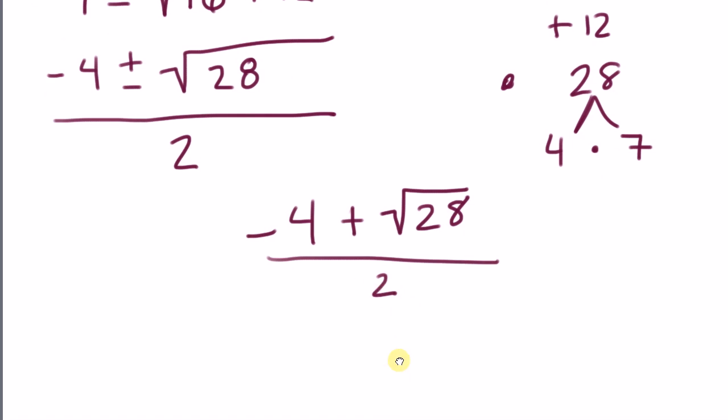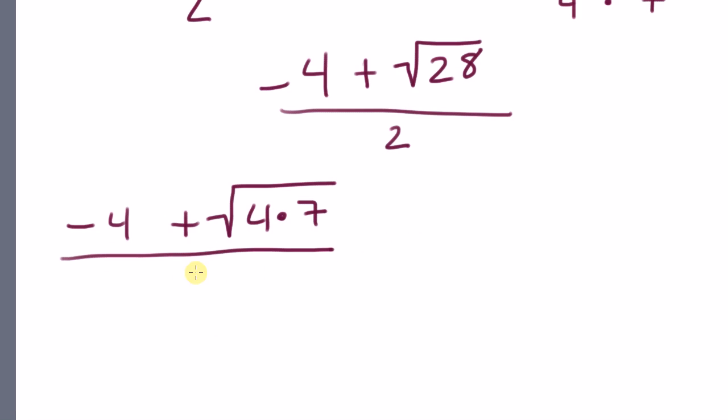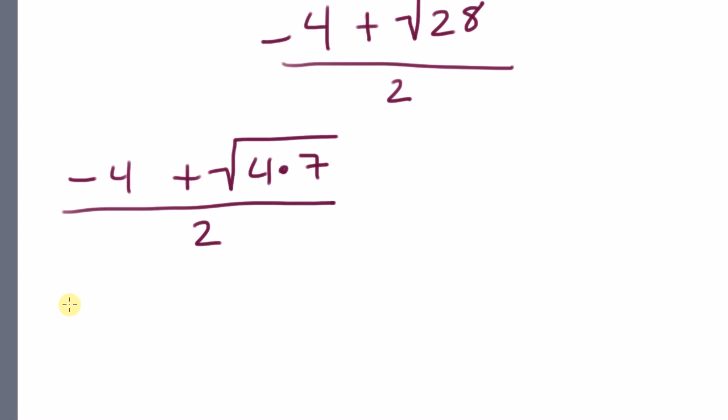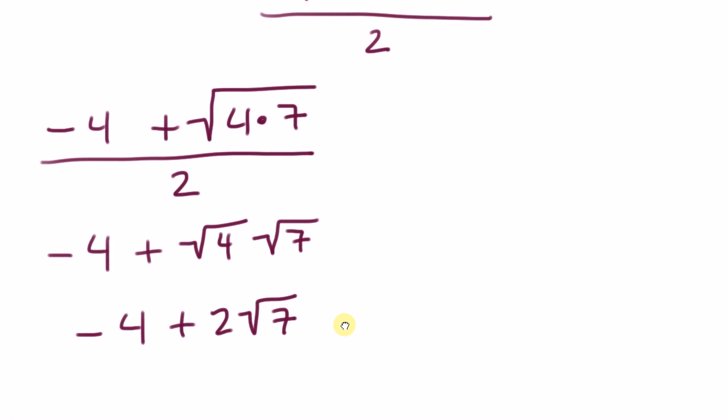This will be divided by 2. So we have -4 plus the square root of 4 times 7. And that can be broken apart as the square root of 4 times the square root of 7. I'm just going to do this the long way so we can see what's going on in case people forgot. The square root of 4 is 2, so we have -4 plus 2 root 7. Now, this really doesn't help me.